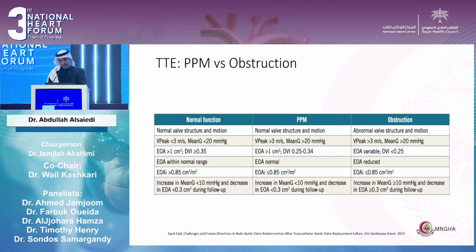Then if the increase in the mean gradient and decrease in EOA, which is effective orifice area, during follow-up is less than 10 percent, this suggests PPM more than obstruction. While if it is more than 10 percent, then it would suggest obstruction as a cause of valve degeneration.